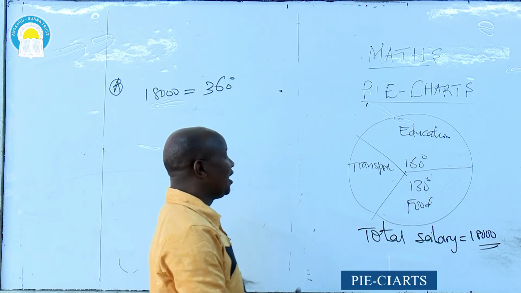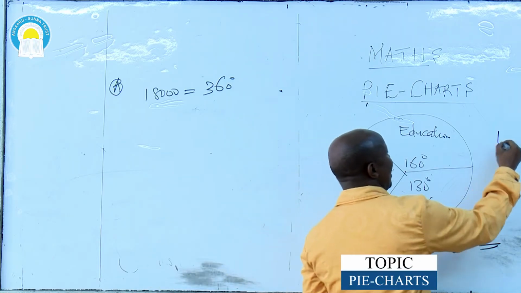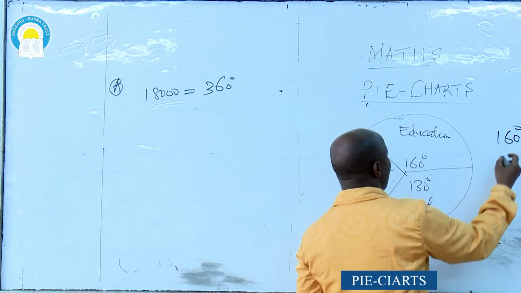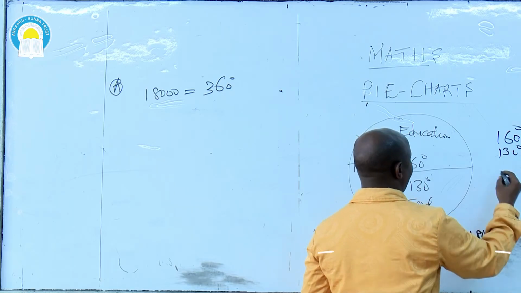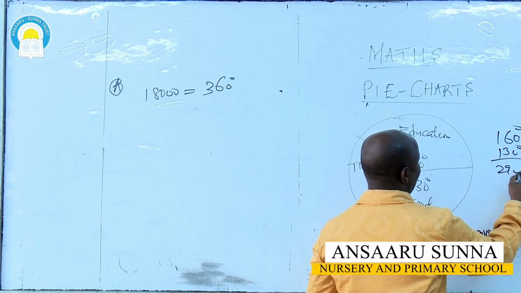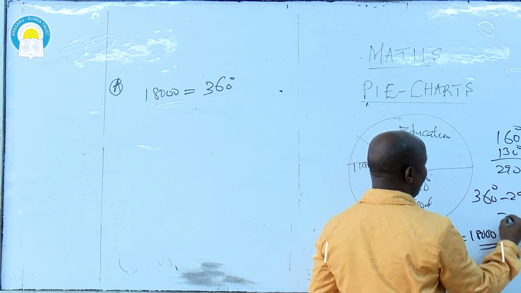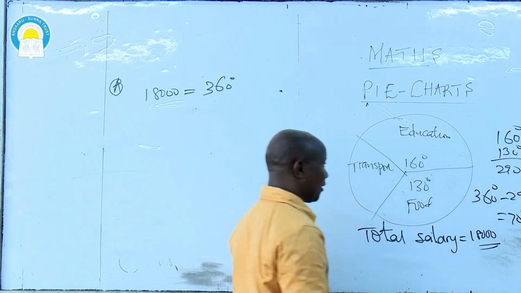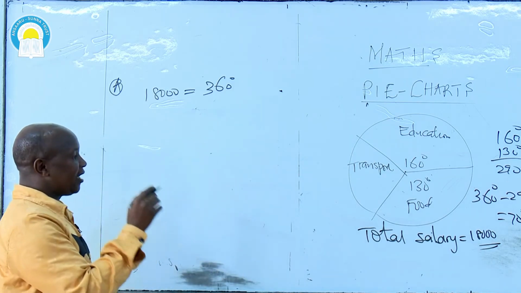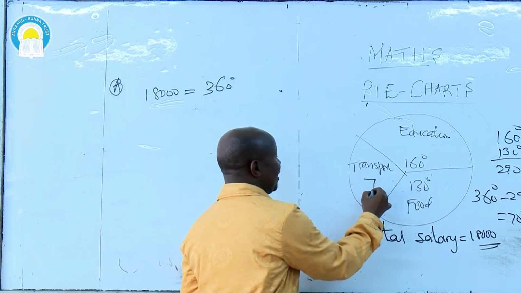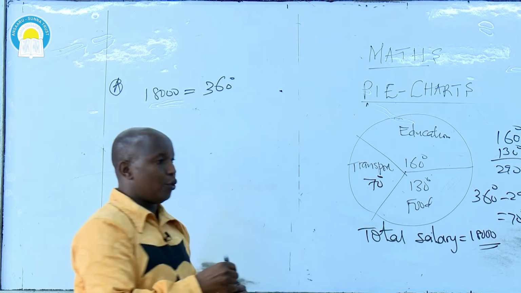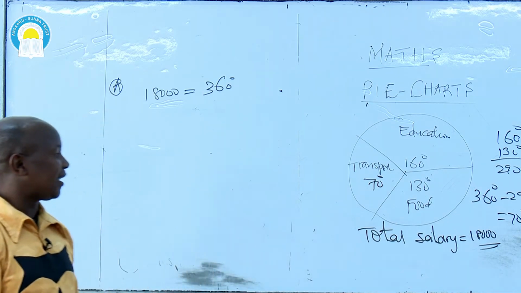Now you have to get the degrees of transport, which is 160 degrees for education added to 130 degrees for food, then you get 290. Then 360 degrees take away 290 remains with only 70 degrees. So class, the degrees of transport should be 70 degrees, so that the total adds up to 360 degrees.